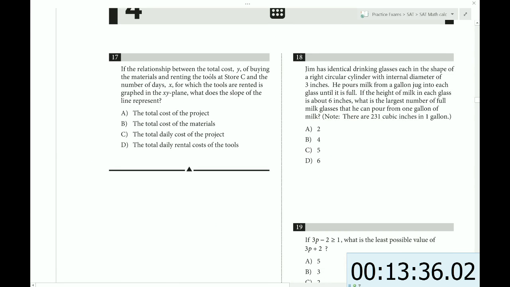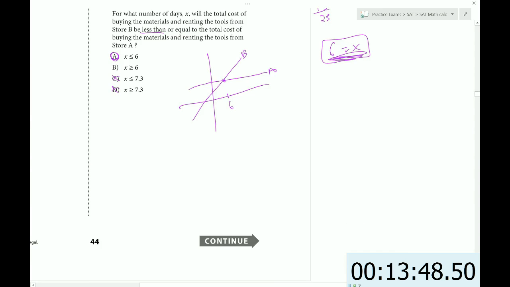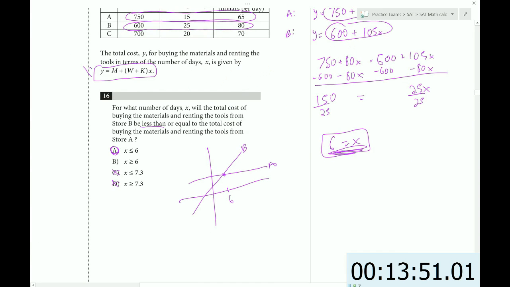If the relationship between total cost of buying the materials and renting the tools at store C and the number of days x for which the tools are rented is graphed on the xy plane, what does the slope of the line represent? Okay, so it doesn't matter that it's store C, it just wants this formula right here. And it wants to talk about the slope. So if we interpret this as a linear function, we have a slope, which is the coefficient in front of x, and we also have the y-intercept.